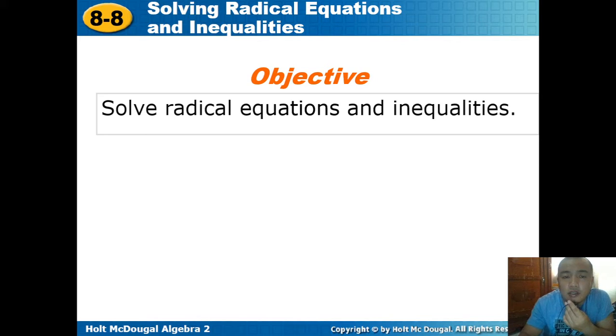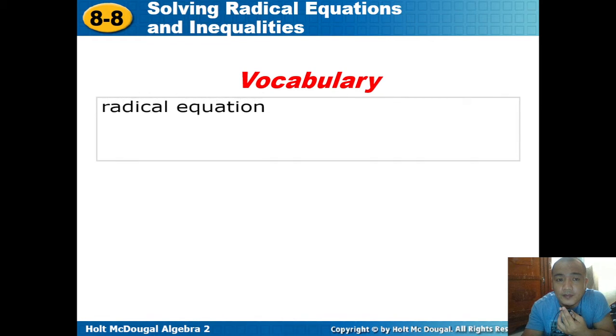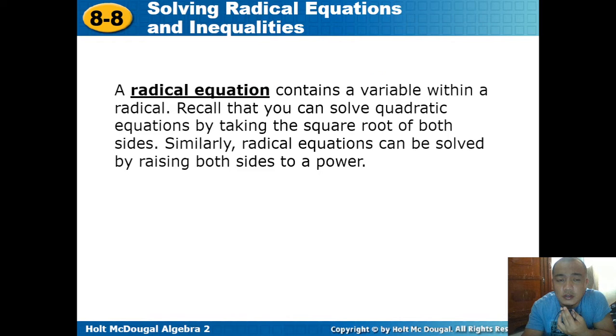So our lesson for today is solve radical equations, inequalities, but we will focus more on radical equations. There is a separate lesson for radical inequalities. Alright. So vocabulary, radical equation. It contains a variable within a radical. Recall that you can solve quadratic equations by taking the square root of both sides. Diba? Sa quadratic equations, x squared equals 4. So for x, you can get the square root of both sides. So similarly, radical equations can be solved by raising both sides to a power.